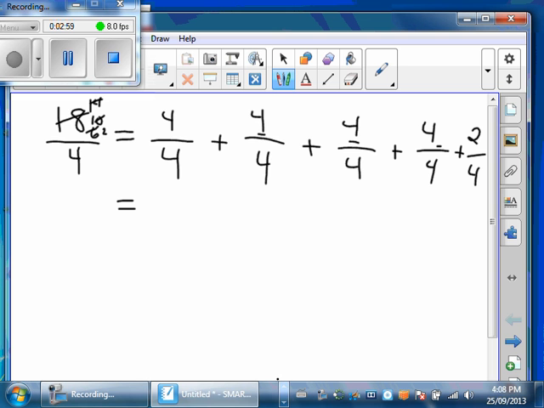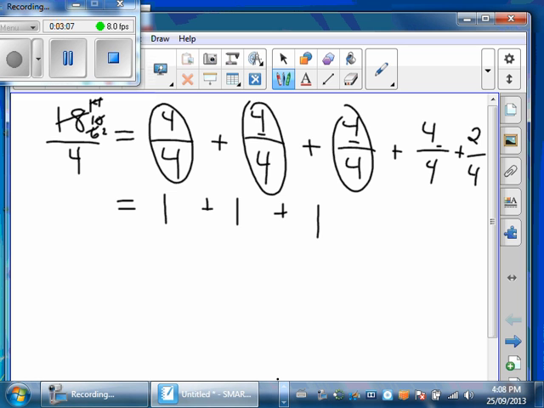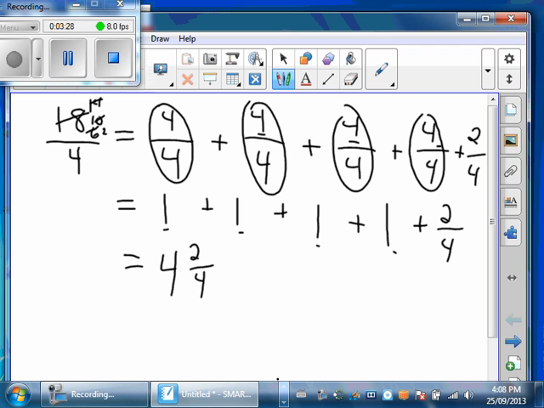Well, now we can just add up our 1s here. We've got a 1 here, a 1 here, a 1 here, and a 1 here. And then we've got 2 fourths. All right, excellent. Well, let's take a look. What we have is 1, 2, 3, 4, and 2 fourths. So we've just successfully converted 18 over 4 into 4 and 2 fourths, which is also, as we know when we reduce, 4 and 1/2.